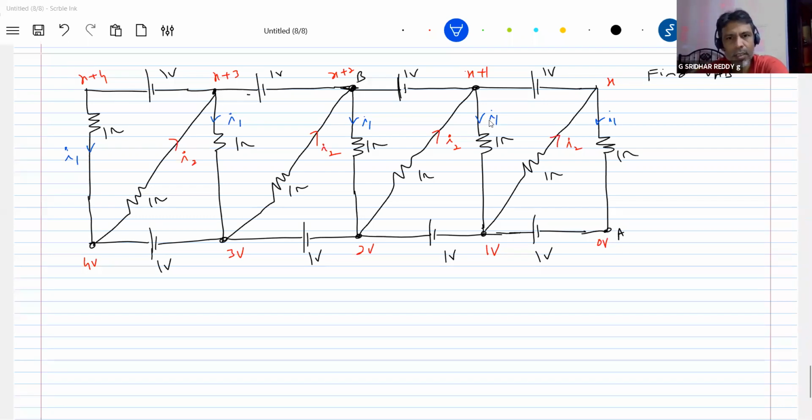Now, what is another thing? It's quite easy, you can see now. What is I1? You can write it from here. I1 is equal to x minus 0 by 1. Looking at this, similarly, what is I2? I2 will be 1 minus x by 1.